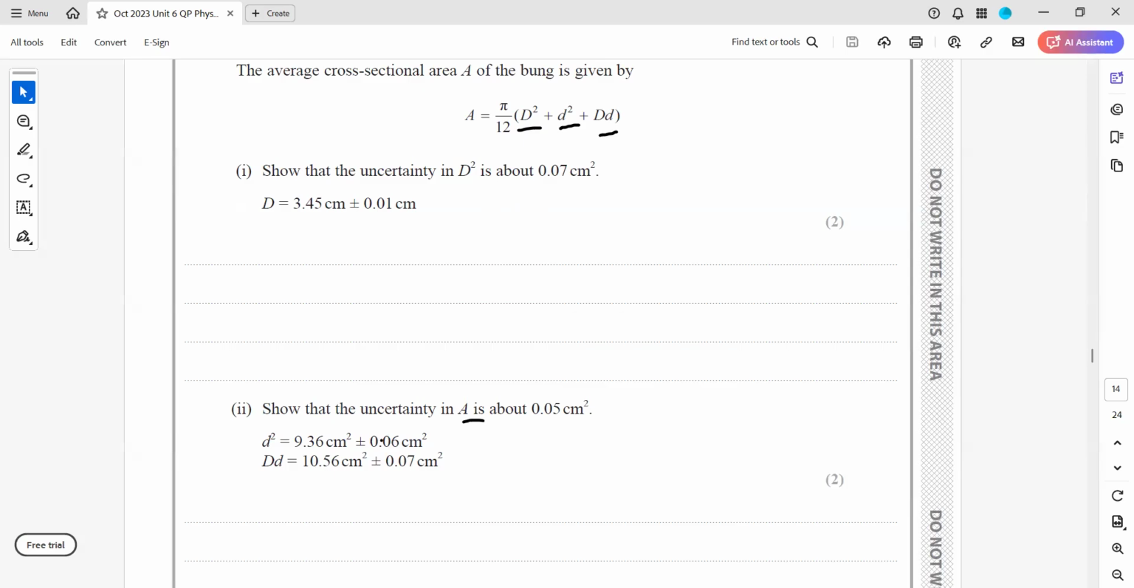So for A, we have the value for capital D square, small d square, and a product of capital D and small d. So in this case, if we want to determine the uncertainty, we don't have a group of data. So what we need, when we worked out the value for D square, what was D square? 3.45 square is what?